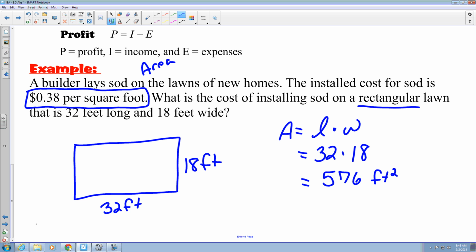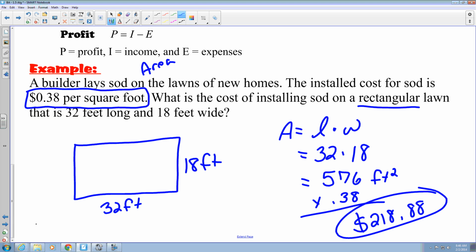The question is how much will it cost? So I know that it's 576 square feet. I know that each square foot is $0.38. So I'm going to take this value and multiply it by 0.38. So 576 multiplied by 0.38 gives me a grand total of $218.88. Okay? And that is being able to use problem solving plans.